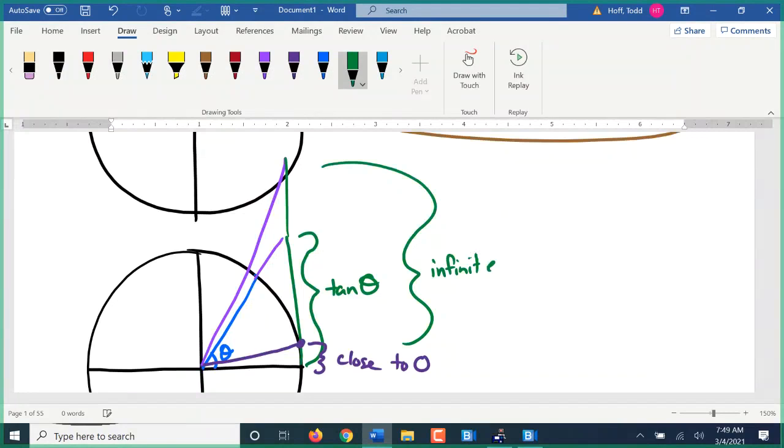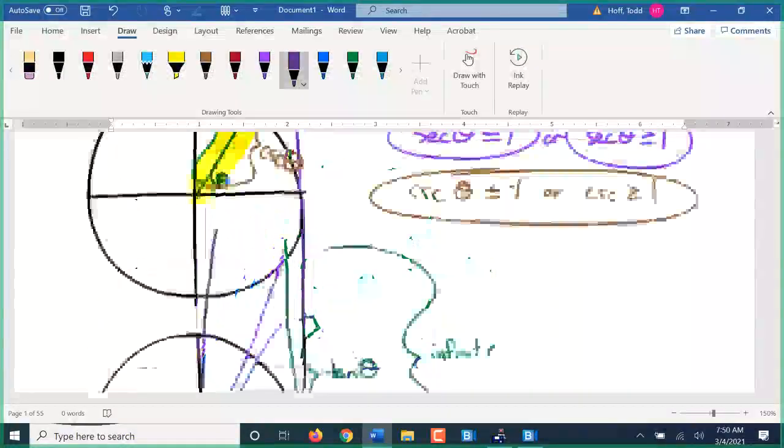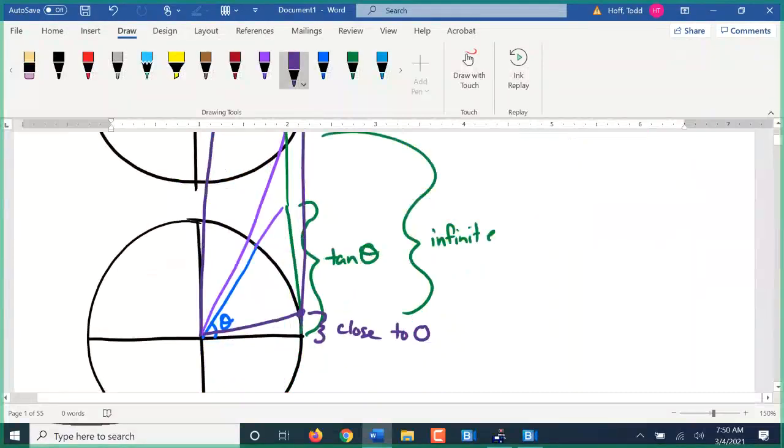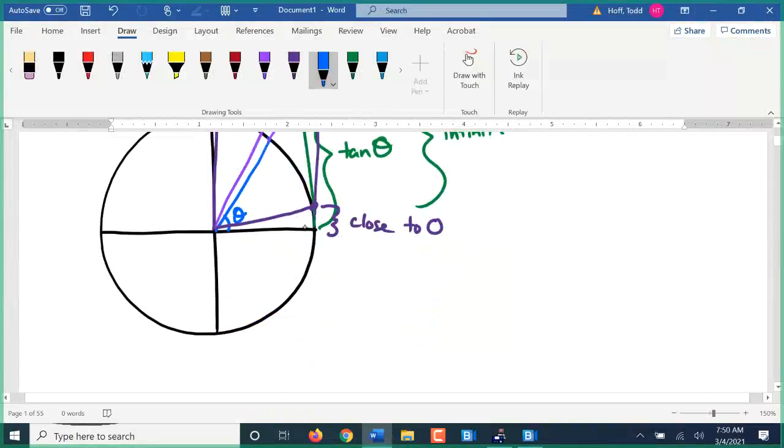If my angle here were almost 90 degrees, something like this right here, it's going to have to go up a long ways before it intersects that tangent up there. It's going to be way up there, nearly infinite. In fact, at 90 degrees, the tangent is infinitely large. And of course, it can be below the axis too. Tangent going down here would be a negative length.